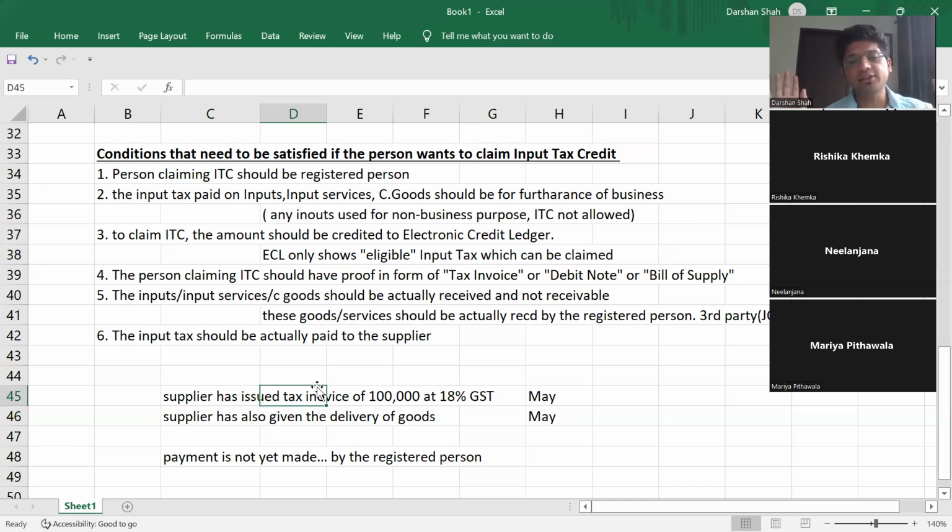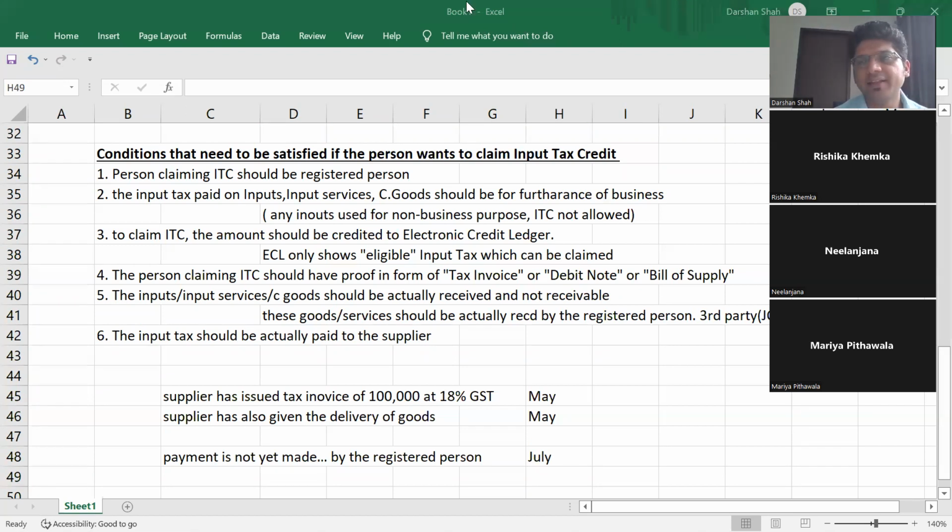I cannot say I have the tax invoice, I have the proof, I have the actual goods, so I want to claim ITC. That is not allowed. You should have actually made the payment to the registered person. So let us say you make the payment in July. You can claim ITC only in July. You cannot claim ITC in May. So you'll have to wait 2 months to claim ITC. See if the 6th condition is understood. Just having a tax invoice and having actual possession of goods does not mean you can claim ITC. Your actual payment has to be made.